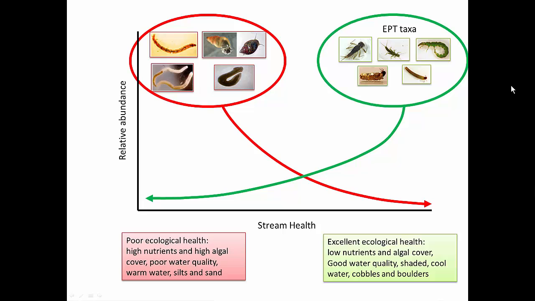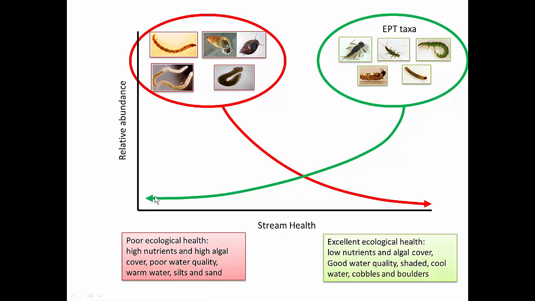Now, another index that ecologists use is based on the fact that mayflies, stoneflies and caddisflies are sensitive to organic enrichment or sedimentation. In contrast, other invertebrates such as snails, midges and worms are not sensitive to these stressors. Therefore, a simple assessment of the number of mayflies, stoneflies and caddisflies, as you can see here, is a very good measure to assess ecological health.